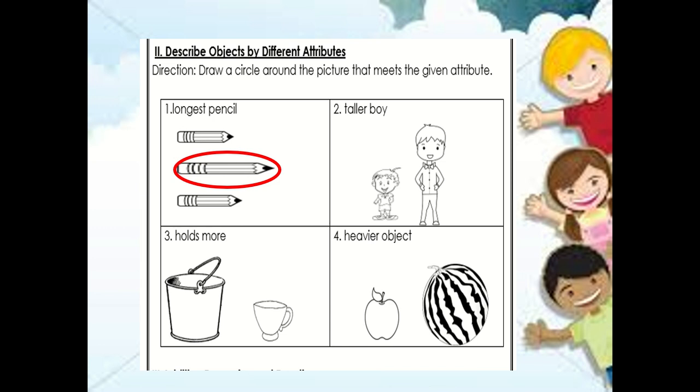Okay, let's proceed to number 2, the taller boy. Again, please do it alone. Which one is taller? Number 3, which of the following holds more liquid? Circle your answer. And number 4, which do you think is heavier? The apple or a watermelon? Okay, circle your answer again.